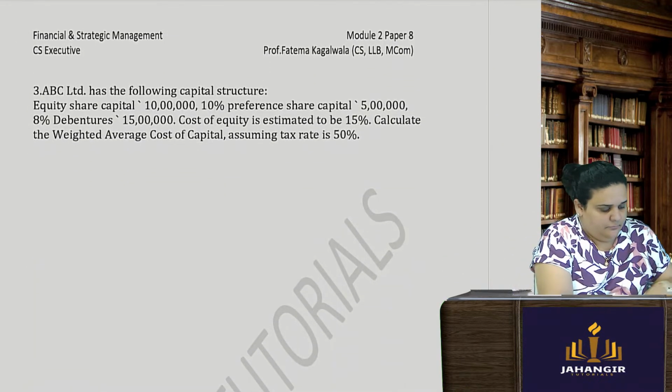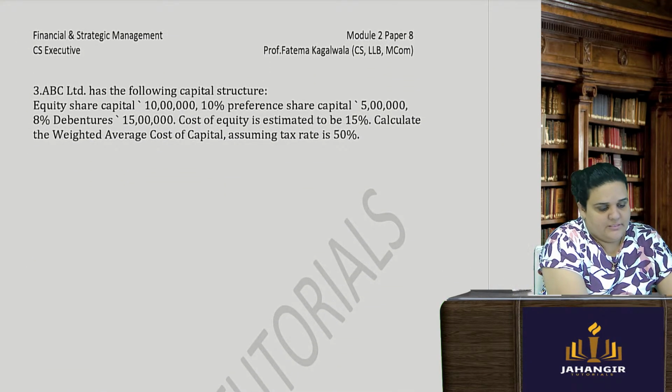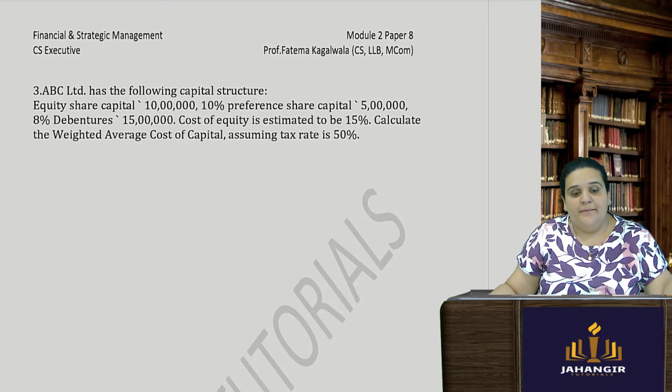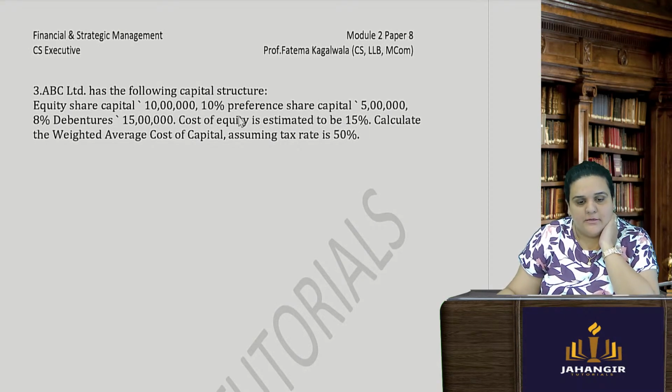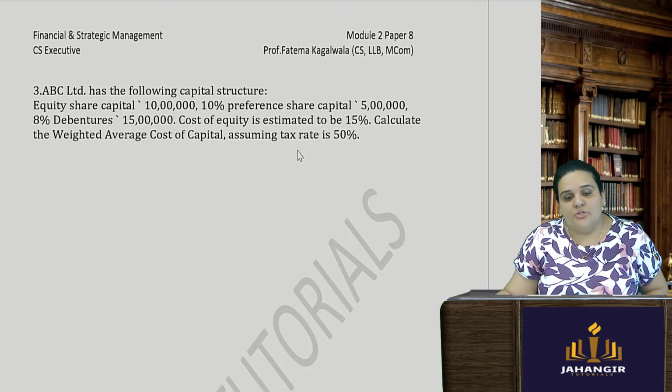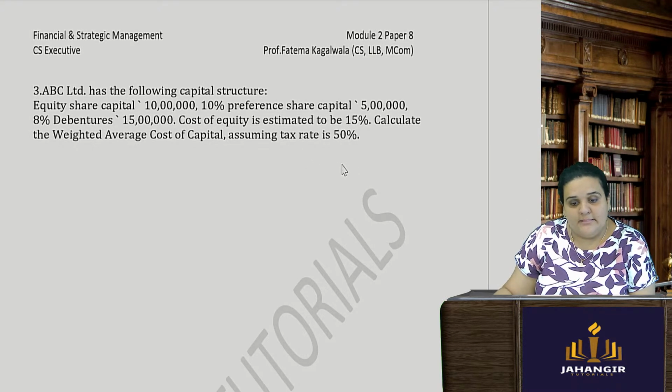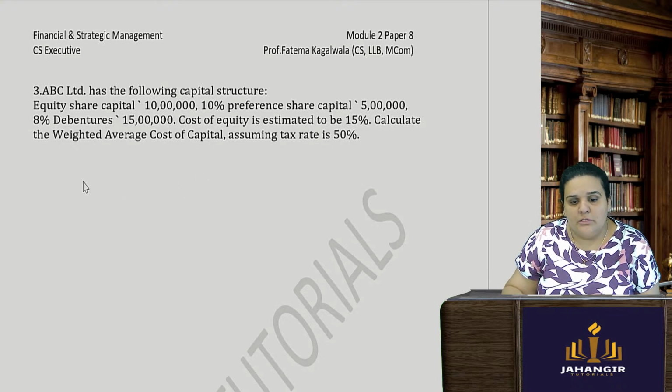Next sum. Question number 3. ABC Limited has the following capital structure. They have equity share capital rupees 10 lakhs, preference share capital 5 lakhs, debentures 15 lakhs. Cost of equity is estimated as 15%. Calculate the weighted average cost of capital assuming the tax rate as 50%. Okay, so your cost of equity they have already given, 15%. For preference shares, no other information is given, so I am taking that as 10% only.